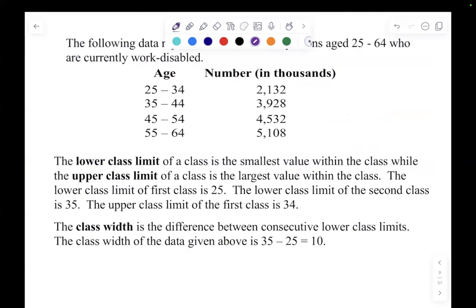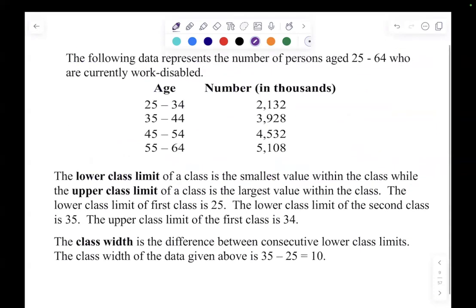All right. This data right here represents the number of people age 25 to 64 who are currently work disabled, and these numbers are in thousands. This is a lot. So in ages 25 to 34, I have 2,132 people, or 2,132,000 because it's in thousands. Then 35 to 44 and 45 to 54.